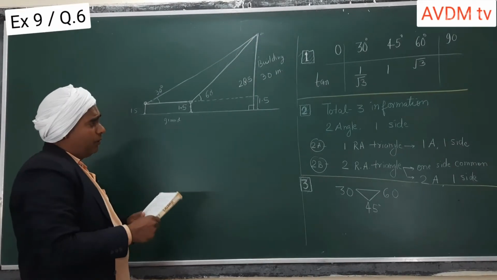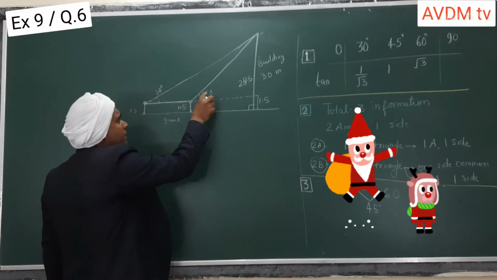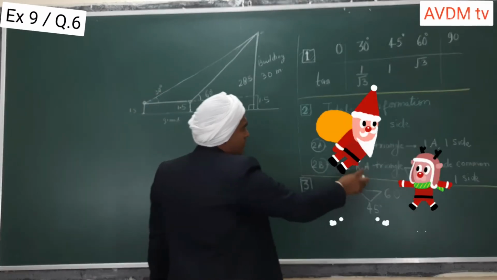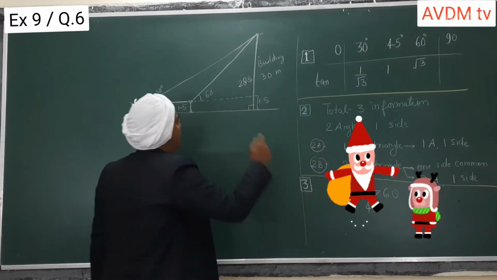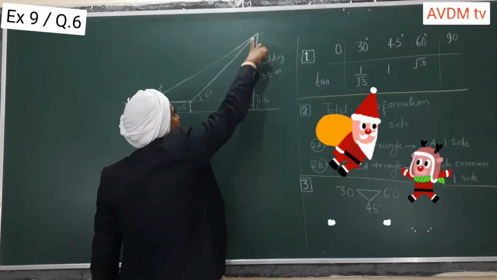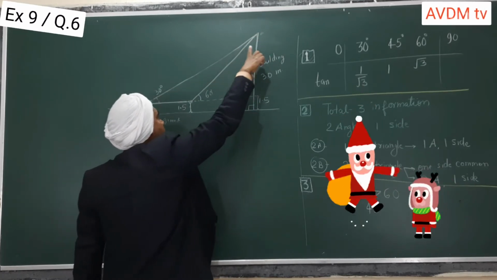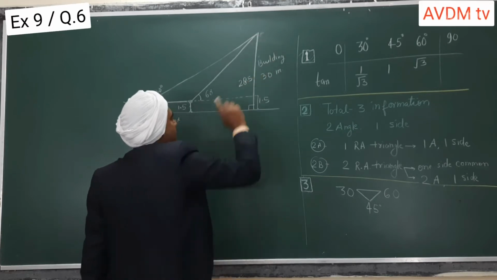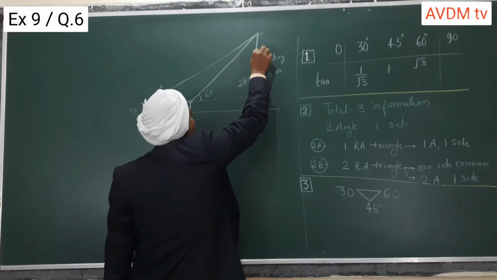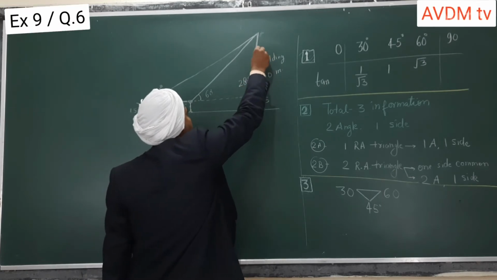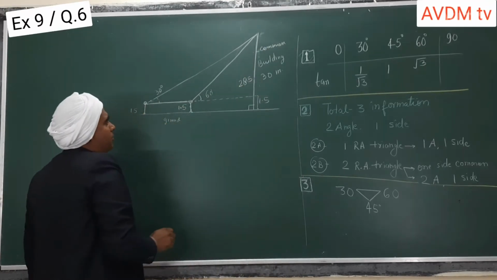So I have told you 3 informations, 2 angles and 1 height. This was the question in this category. One side is common. Where is the common side? For both triangles, this is the common side. For this triangle, and for the bigger one, this is also the same building. So this is the common side, and because we know this length, you will see its use.